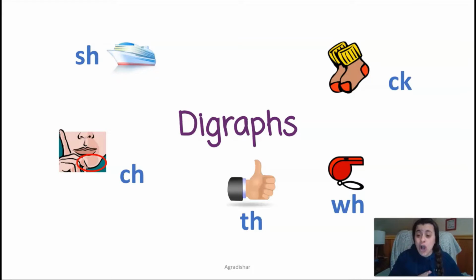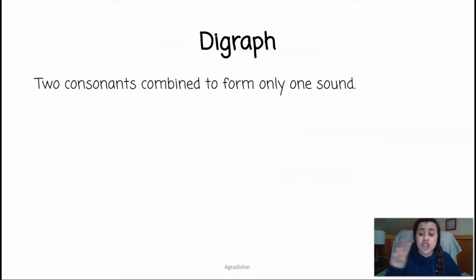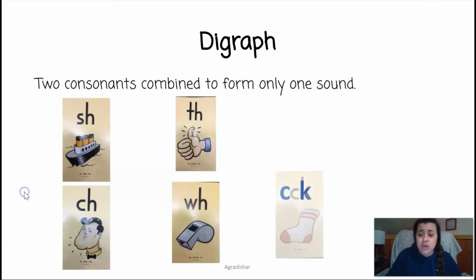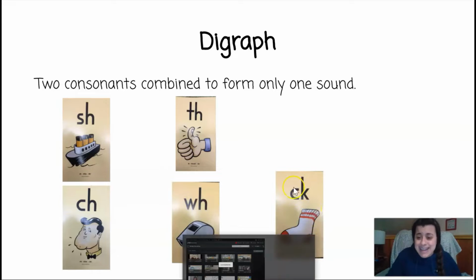We started learning all about digraphs. We learned about SH, sh, CH, ch, TH, and WH. And today we're going to learn about another digraph. Remember, digraphs are two consonants that are combined, put together to form only one sound. And today we are going to be learning about a digraph that you only hear at the end of a word.